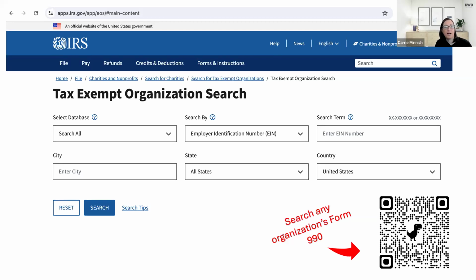If you go to irs.gov, they have a special section under charities and nonprofits, and you can search by employer identification number or by name. You just have to remember that when you search by name, you have to have the correct legal name in order for it to come up. Some organizations have their legal name and then they'll have a DBA. So if you put the DBA in, it's not going to come up.